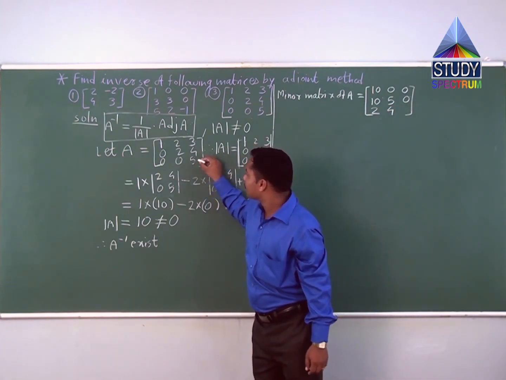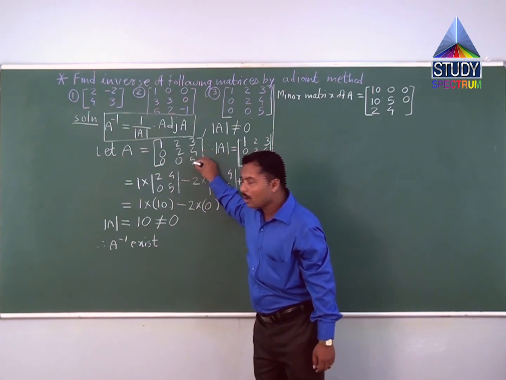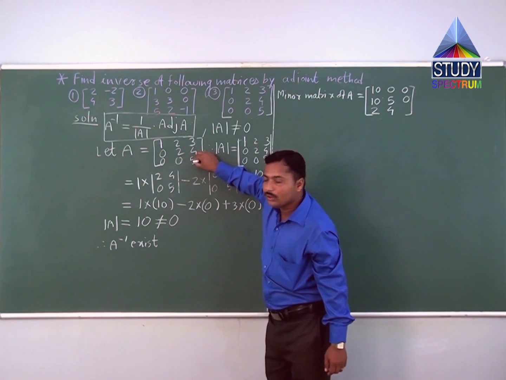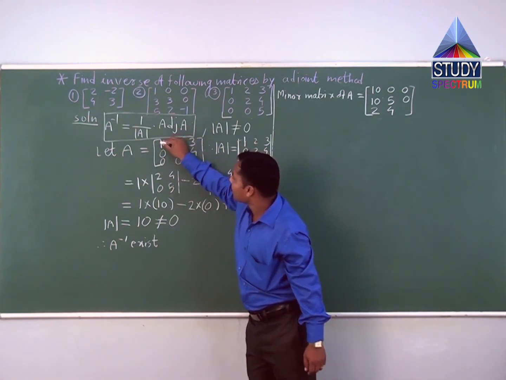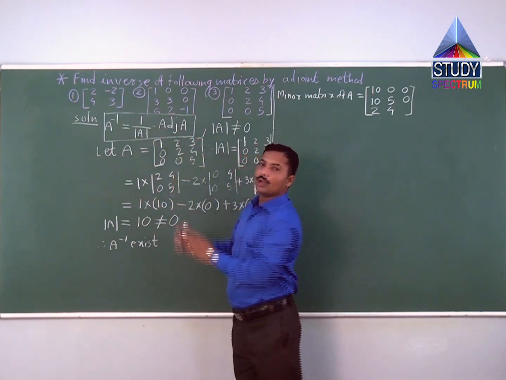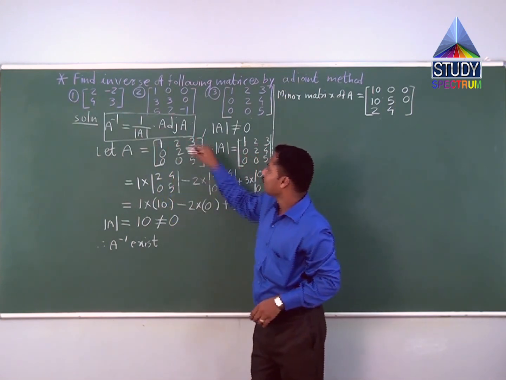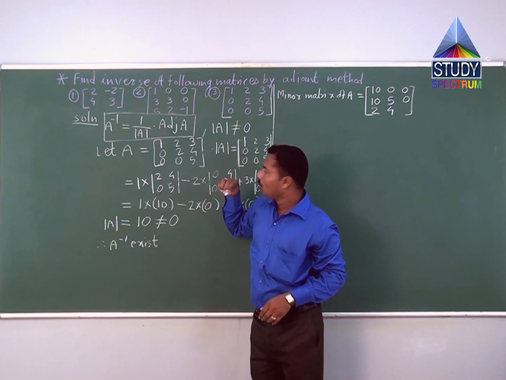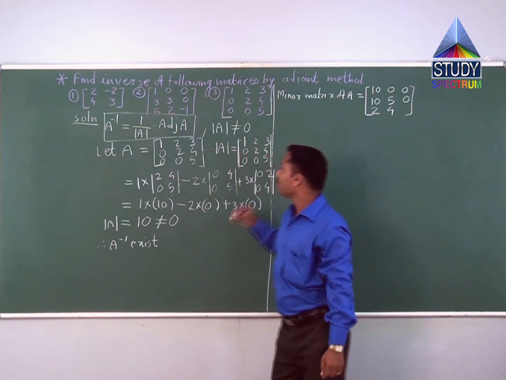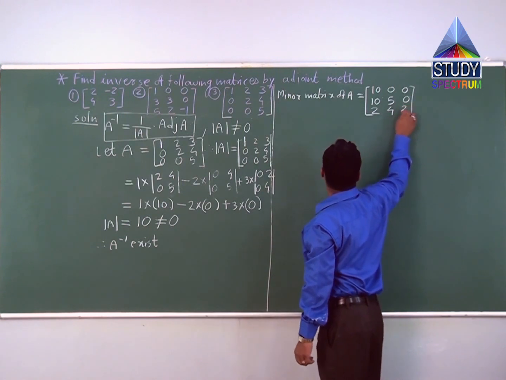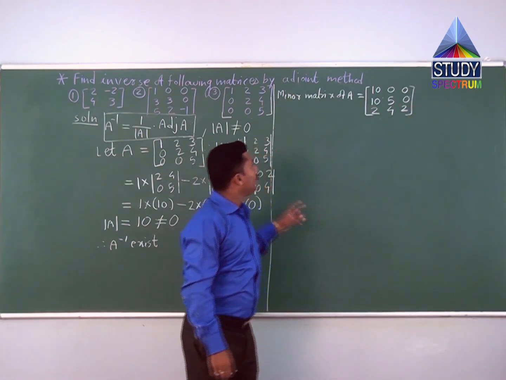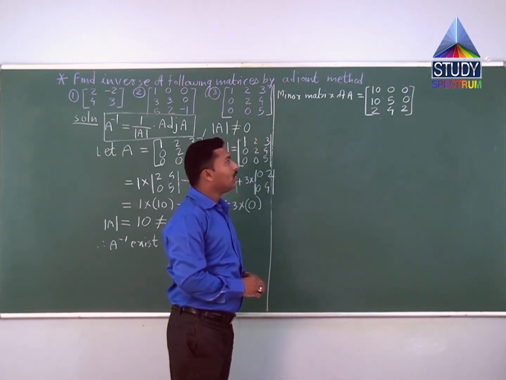Again we find the minor of the last number 5. So column and row delete passing through this number. So remaining numbers are 1, 2, 0, 2. We take the determinant of these remaining 4 numbers. So 1 into 2, 2, minus 0 into 2, 0. So 2 minus 0, again 2. This is our minor matrix of A.